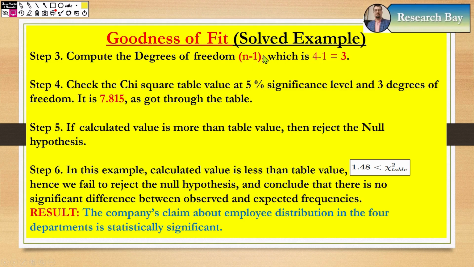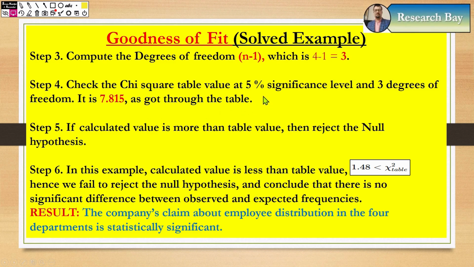4 departments were there. That is n. Minus 1 is 3, right? That is the degrees of freedom. Now check the chi-square table value at 5% significance level. That is the level of our testing. And 3 degrees of freedom, which we took out. It comes out to be 7.815 through the chi-square table.